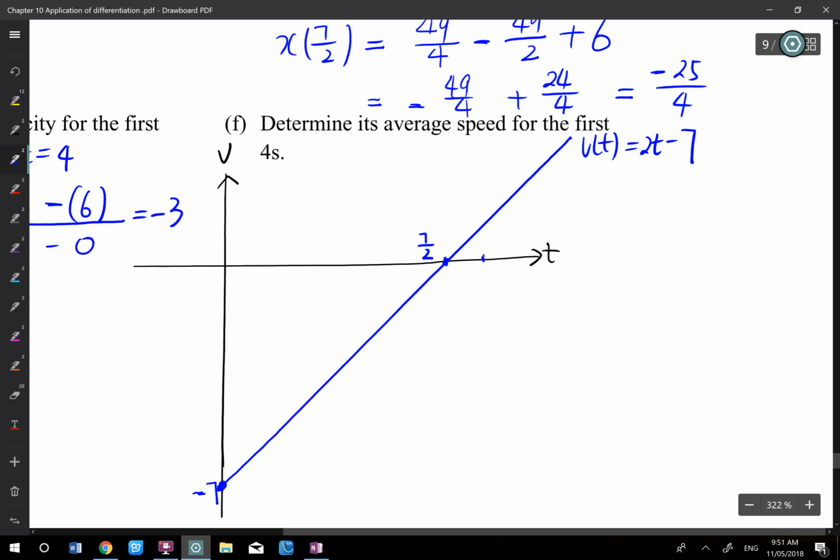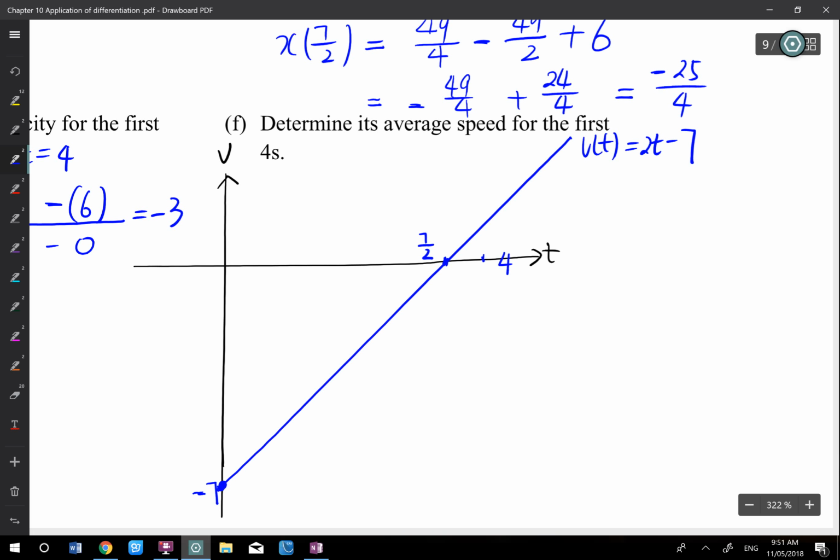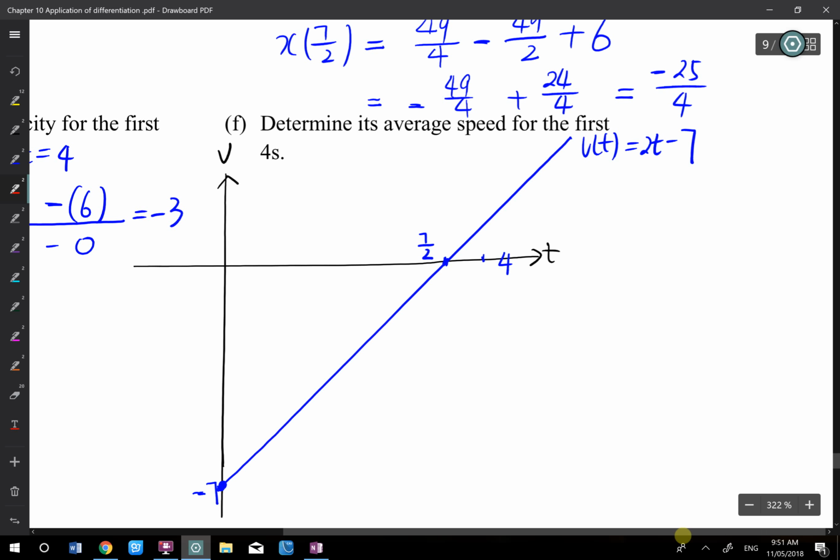Because I need information between 0 seconds and 4 seconds, I will have the 4 here, which is 0.5 seconds beyond that. So for 0 to 4 seconds, I need to draw vertical lines to form an area. That's the area formed.